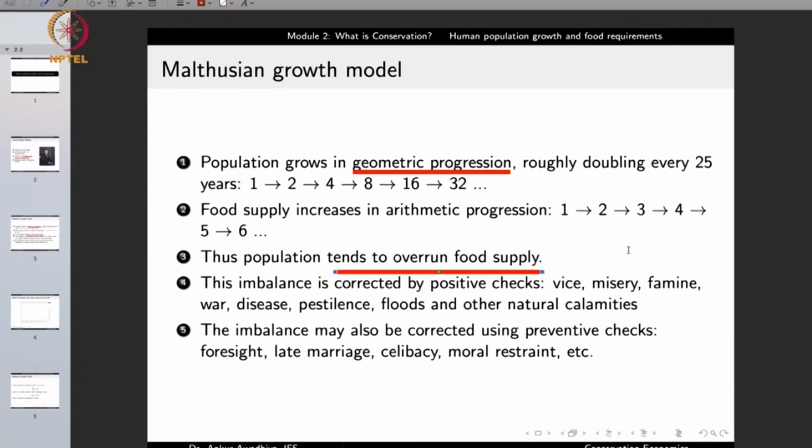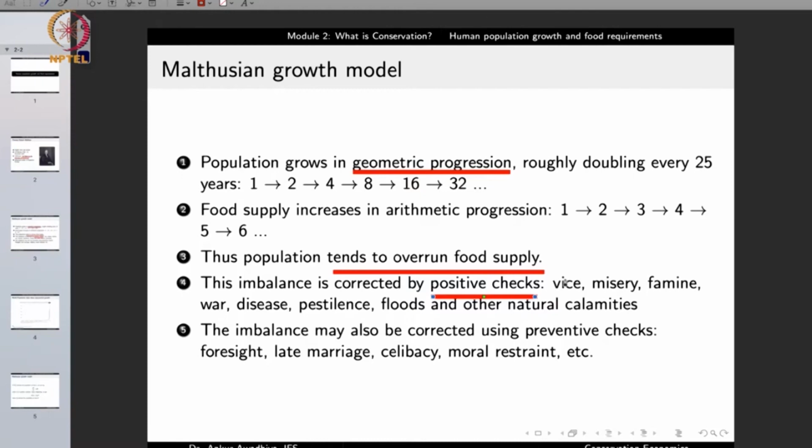Now, in such a scenario, what will happen? There will be an imbalance and it will be corrected by what are called positive checks. Now, positive checks include things such as vice, misery, famine, war, disease, pestilence, floods, and other natural calamities. So, essentially, what he meant by positive checks are those mechanisms that reduce the size of the human population by acting from outside, or those mechanisms that reduce the human population, but these are those that we do not consider to be good mechanisms, such as misery or vice.